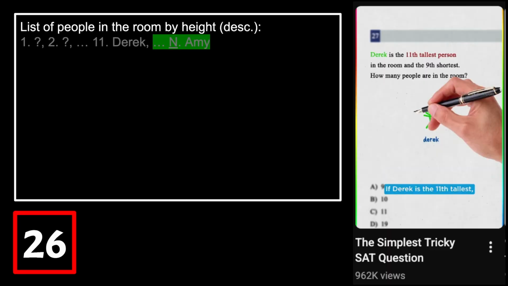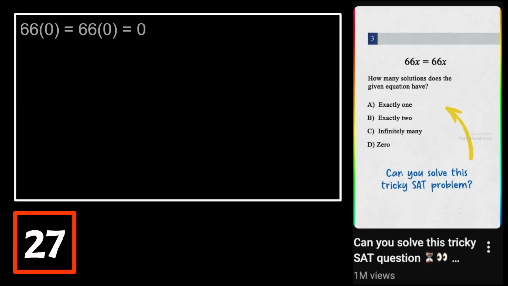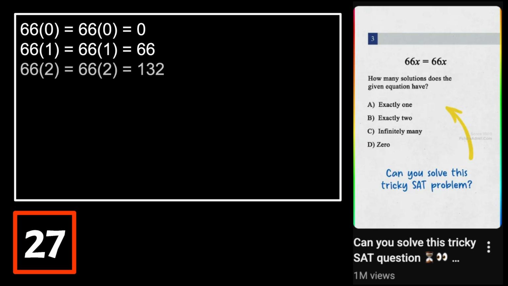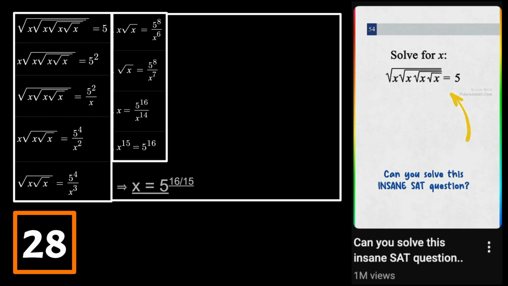This one can be brute forced, but it's easily solved by knowing that the number of people in the room is equal to the number of people shorter than Derek, plus whatever his position in the tallest people list is. This one's obvious, but proofs are difficult, so just do the process of elimination to be safe. This is a really difficult radical, but it's not hard, it's just annoying. You gotta just peel back the layers. Eventually the answer will reveal itself.